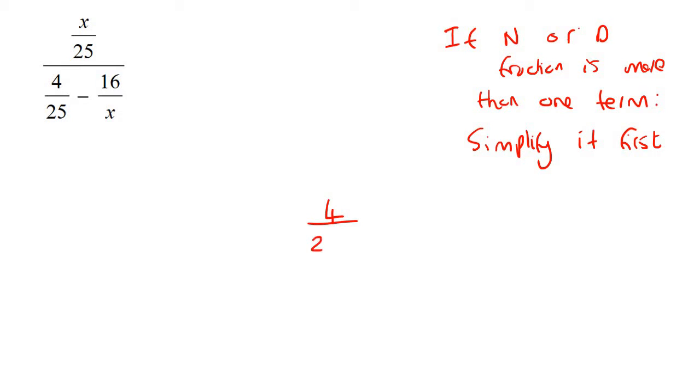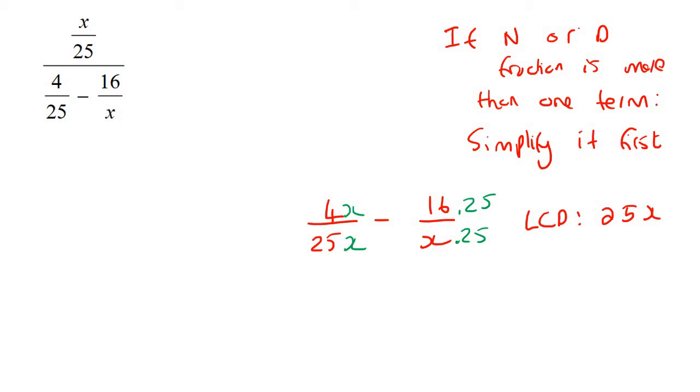Well, if I gave you this as its own question and I said, hey, simplify, then what you should remember is that because there's a plus or a minus in between, you need to get a common denominator. The lowest common denominator there would just be 25x. So you'd have to multiply this one with x at the top and the bottom, and this one you'd have to multiply with 25 at the top and the bottom.